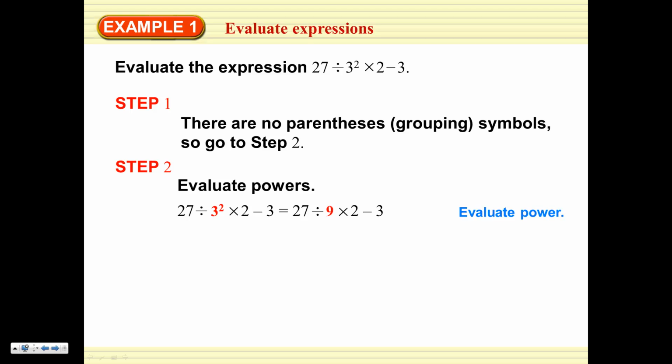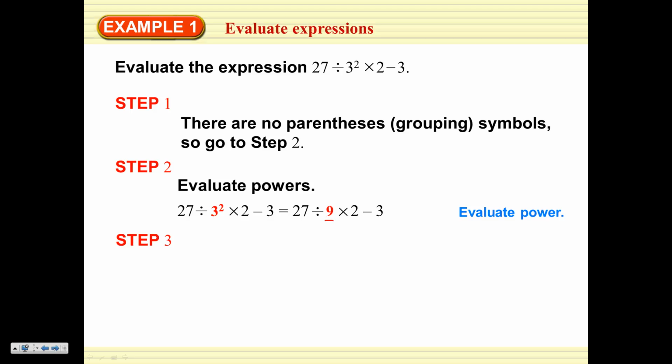We have one exponent, or one power, in the problem, and so we evaluate the powers. So here's what we would do. We would take our 3 squared, that's our power. That's the one thing we do. We leave everything else the same. Our 27 stays the same. Our division sign stays the same. We evaluate the 3 squared. It becomes 9. We leave our times 2 and minus 3.